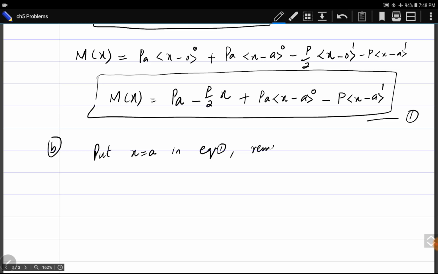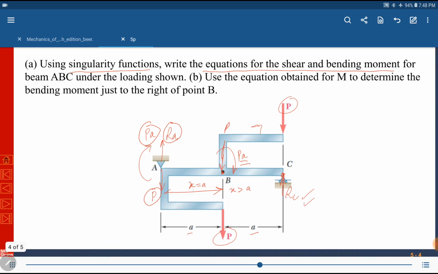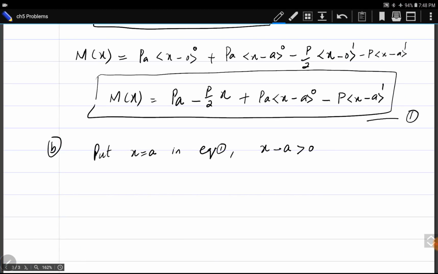Remember that x minus a is greater than 0. x is almost equal to a, so it means x minus a is 0. But if the point is a little to the right of the point B, x equal to a till point A, so little right means it is slightly greater than a. So the difference x minus a will be slightly greater than 0.